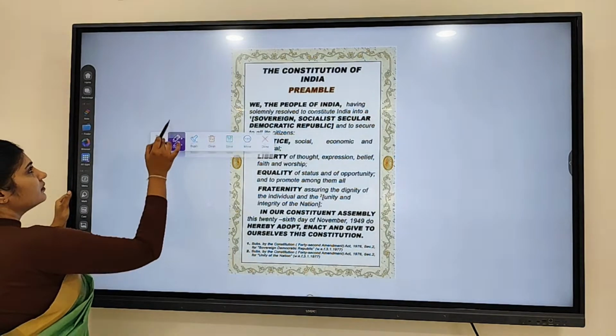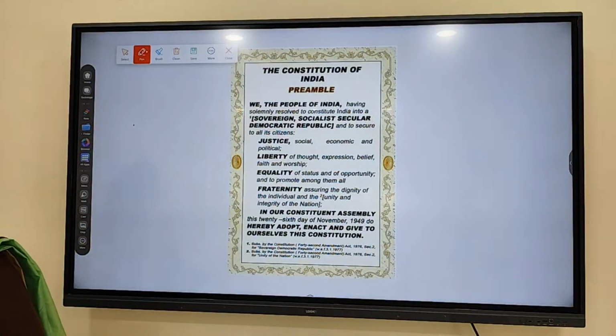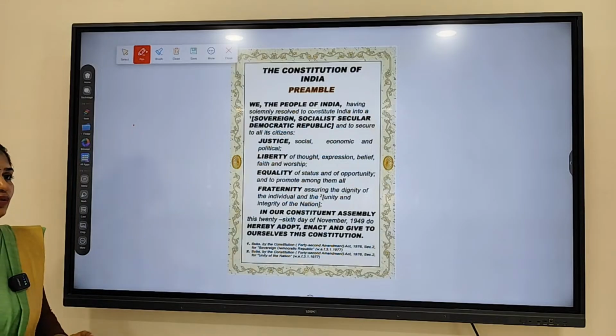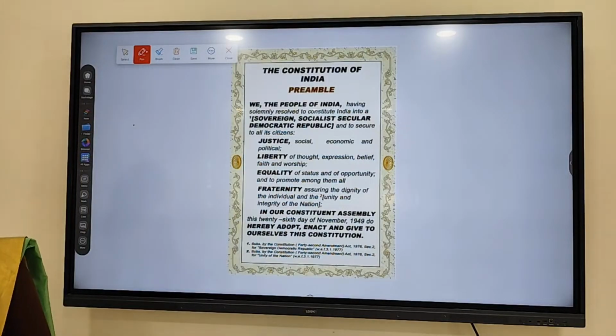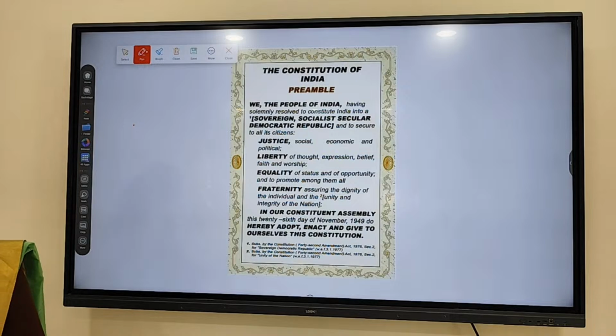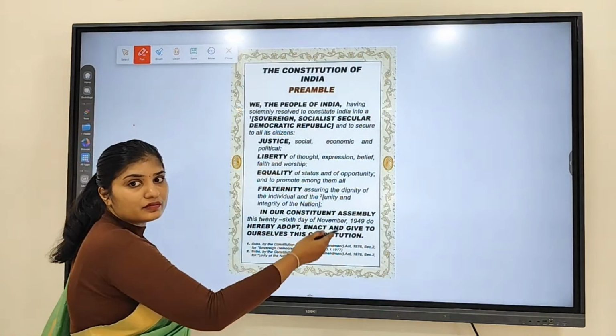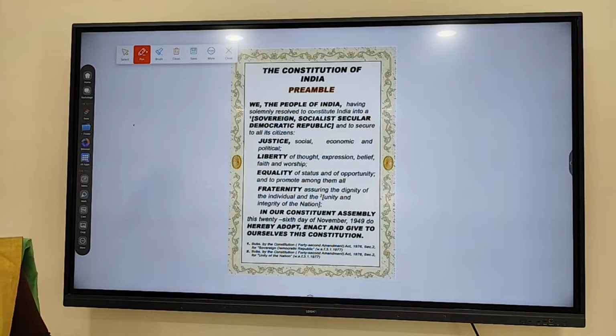The next chapter is Preamble. Preamble is the introduction of the Constitution. It is the identity card of the Constitution. And also, this preamble was enacted after the Indian Constitution had been written. Understood? First they wrote the Indian Constitution, then added this preamble to it. It was also enacted in 1950 itself, January 26, 1950.